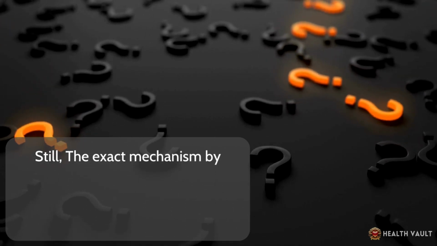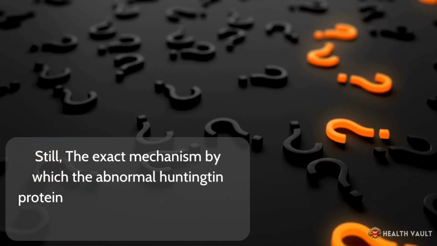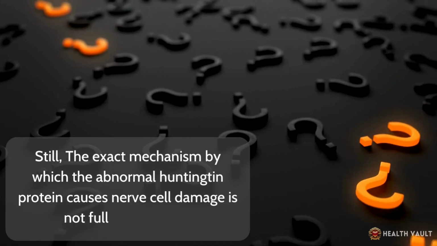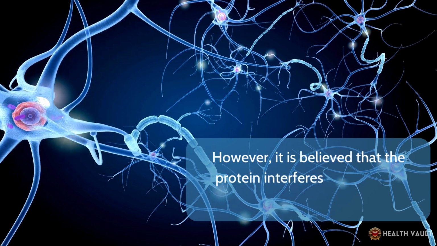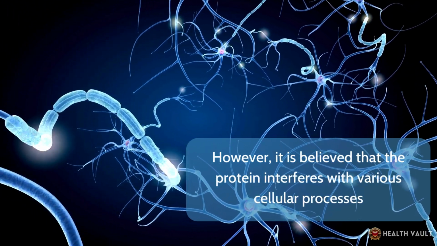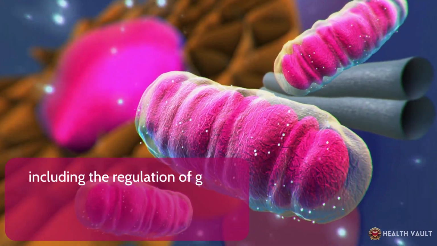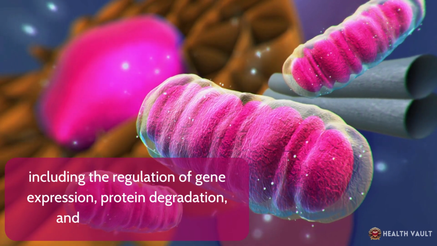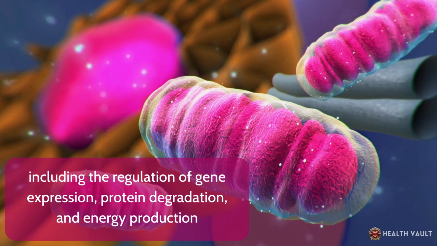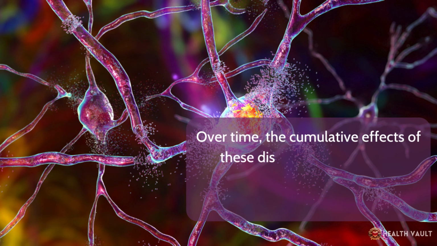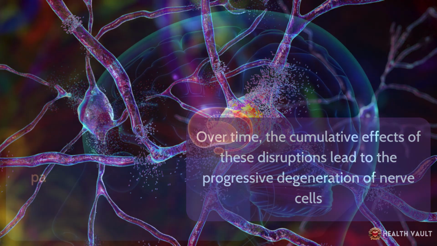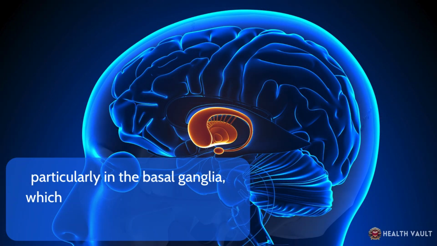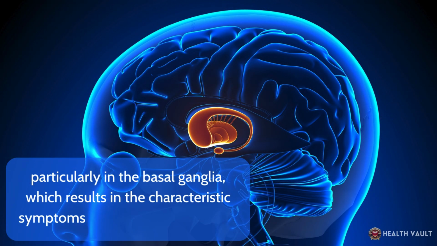Still, the exact mechanism by which the abnormal huntingtin protein causes nerve cell damage is not fully understood. However, it is believed that the protein interferes with various cellular processes, including the regulation of gene expression, protein degradation, and energy production. Over time, the cumulative effects of these disruptions lead to the progressive degeneration of nerve cells, particularly in the basal ganglia, which results in the characteristic symptoms of Huntington's disease.